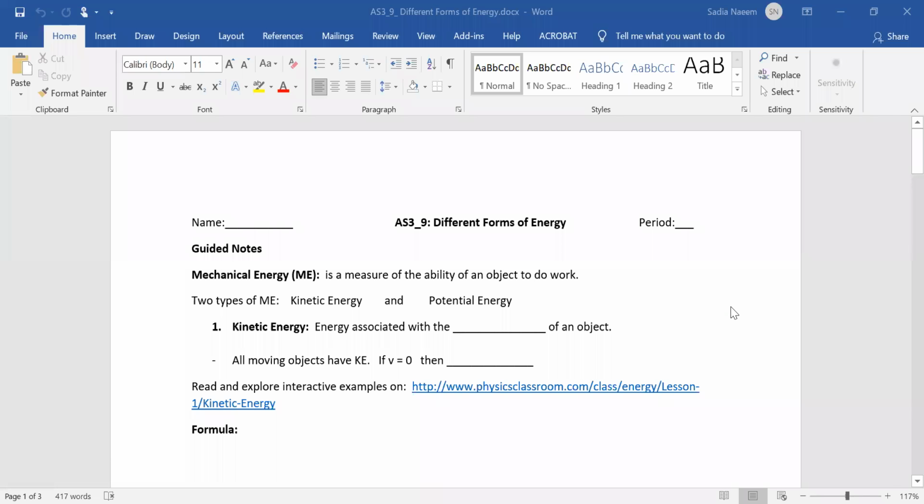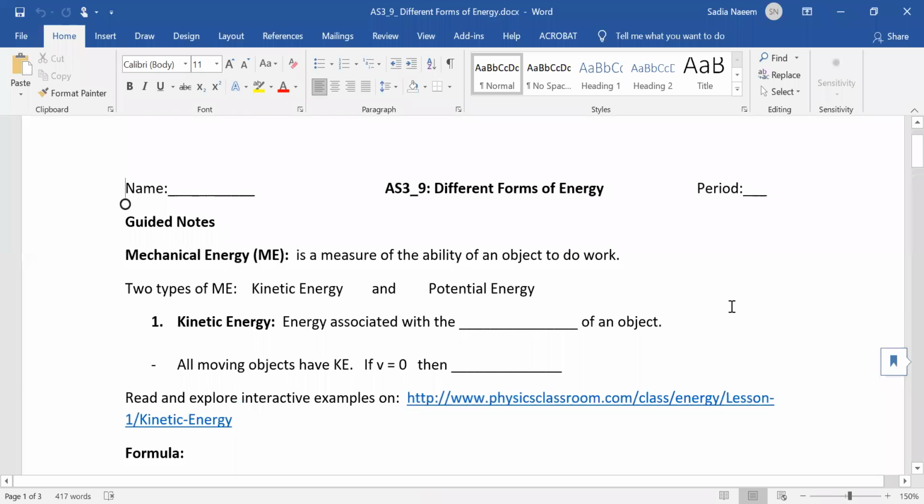Okay. So AS3-9, different forms of energy. We're going to talk about that, and then we're going to use the law of conservation of energy to do one problem. That's all we're doing. We're doing notes, figuring this out, and doing one example. That's going to pretty much occupy most of our period today. All right.